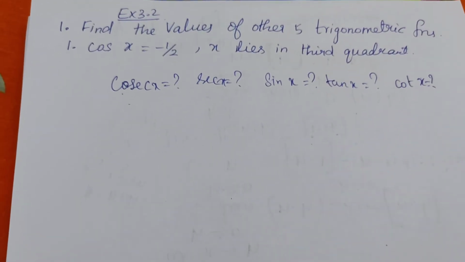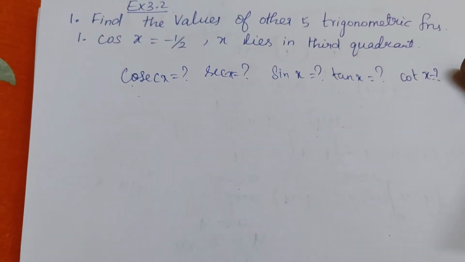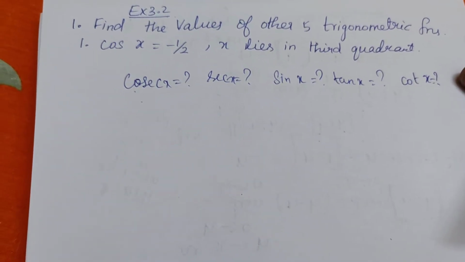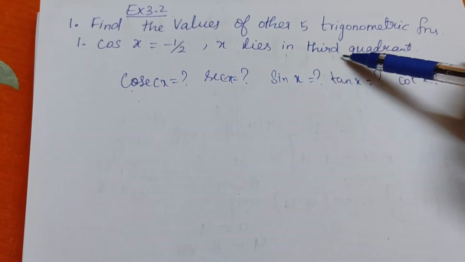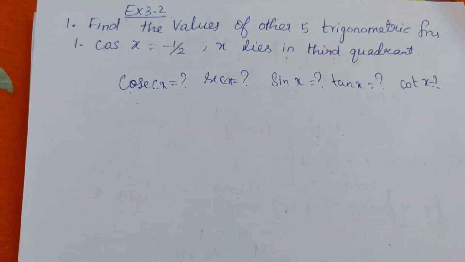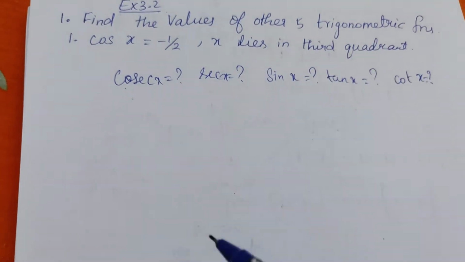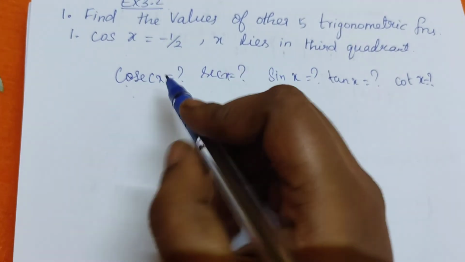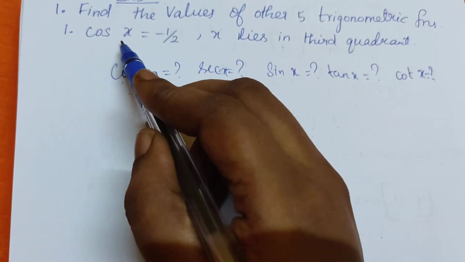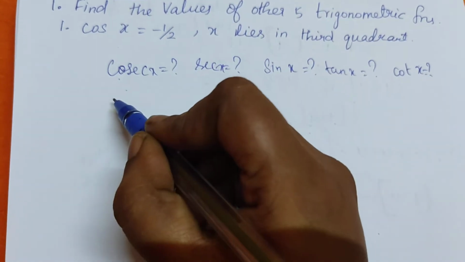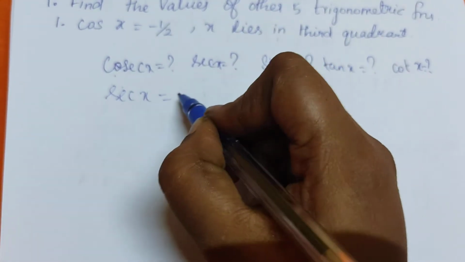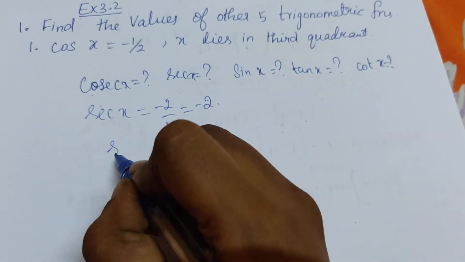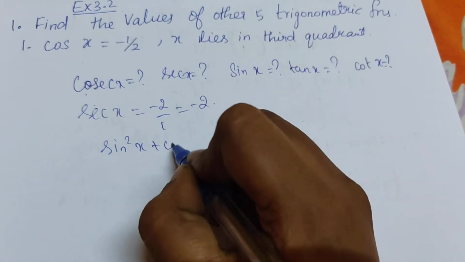Vanakkam all. We will discuss the first problem of exercise 3.2. Here they have given cos x as minus 1 by 2, and they stated that x lies in the third quadrant. Now they are asking for the other 5 trigonometric ratios, and we know cos and secant ratios are in inverse relation. So as cos x is equal to minus 1 by 2, secant x will be minus 2 by 1, that is minus 2.